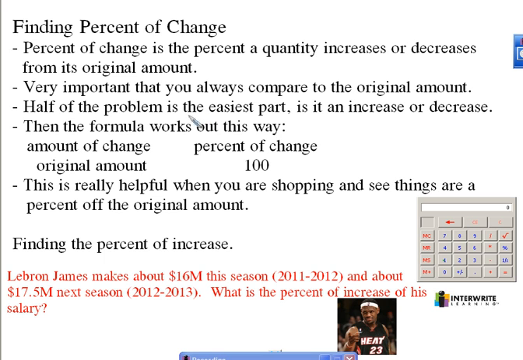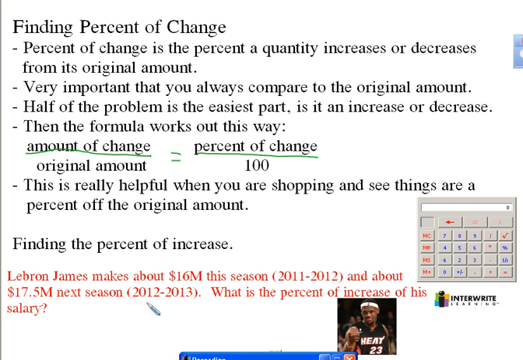Now, the easiest part of the problem is deciding: is it an increase or a decrease? And the formula works this way. I'm going to draw a line here. The amount of change over the original amount is equal to the percent of change over 100. It's really helpful when you're shopping to think about this sort of stuff and to figure out when you have a percent increase or decrease. So that's what we're going to be talking about today.